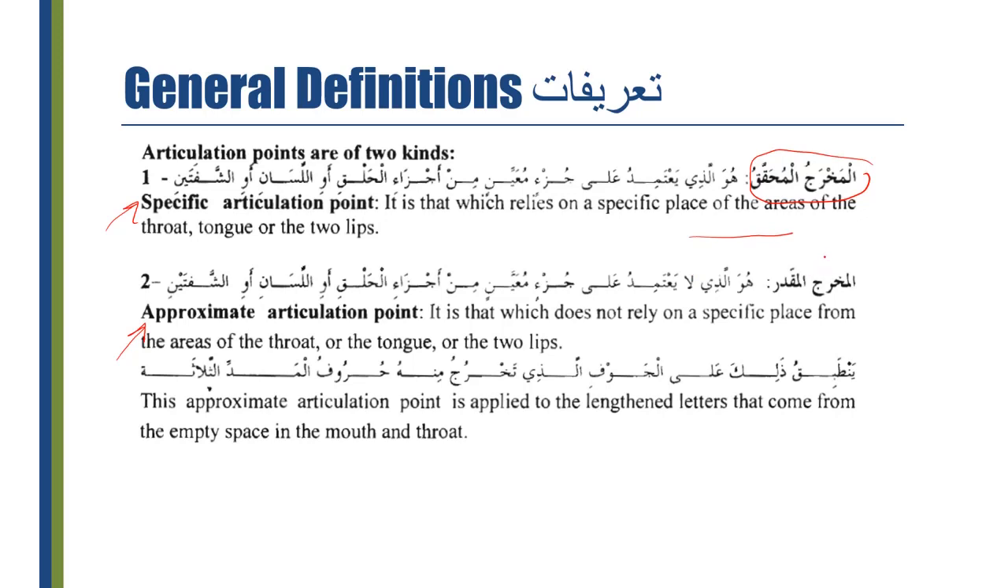Now, the opposite is the approximate articulation point, or in Arabic makhraj al-muqaddar. This makhraj we cannot specify. It doesn't depend on any specific place in the area of the throat, tongue, or two lips. Nothing. And we will see now a picture that really makes it very clear. For the makhraj al-muqaddar, all the huruf al-mad, the vowel letters, the length letters, the alif, waw, ya, their makhraj is makhraj muqaddar. The rest of the alphabet, their makhraj is makhraj muhaqqaq.